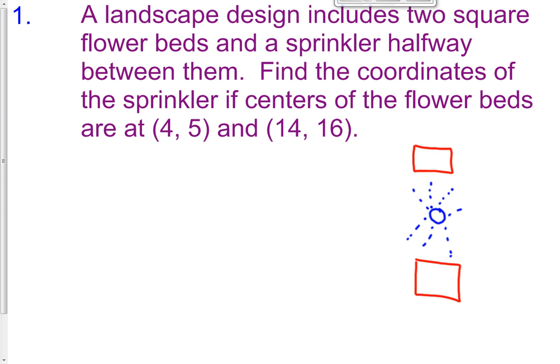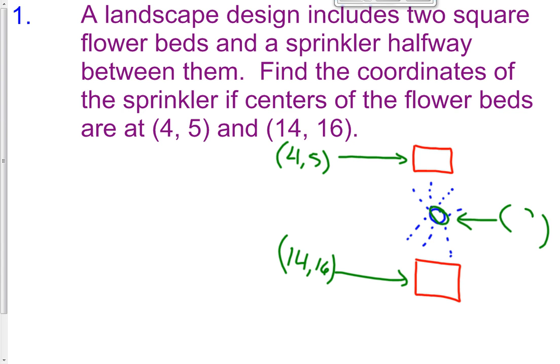It tells us to find the coordinates of the sprinkler if the flower beds are at (4, 5). So this point right here is (4, 5), and this point right here is at (14, 16). How are we going to find the halfway point between those 2 points? How are we going to find the middle of those 2 points? This is the ordered pair that we want to find. To find that, we've got to do the midpoint formula.